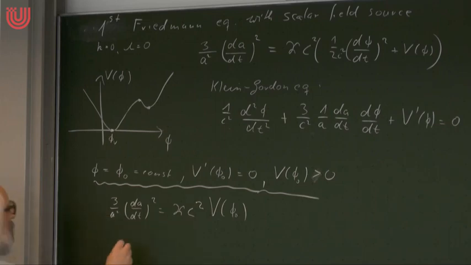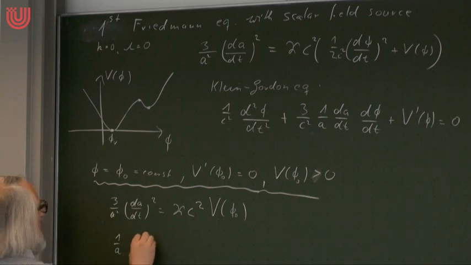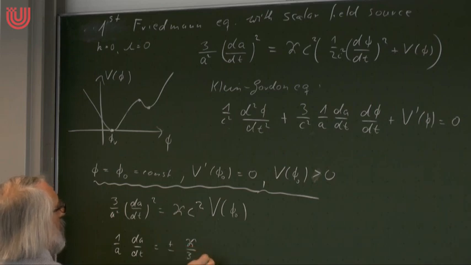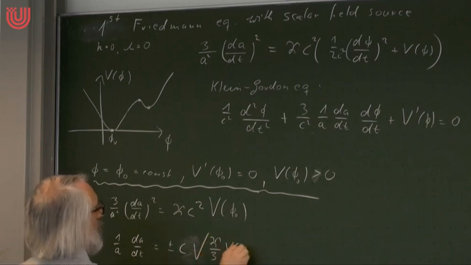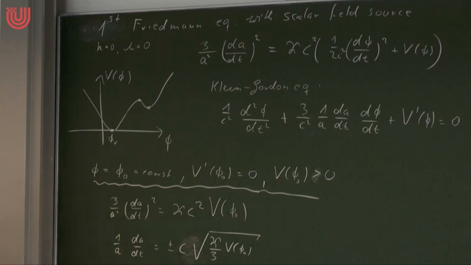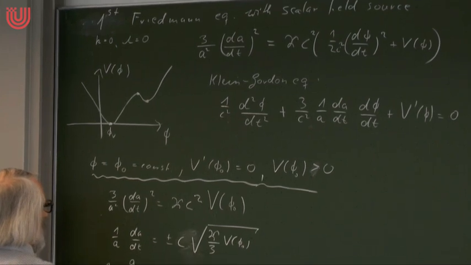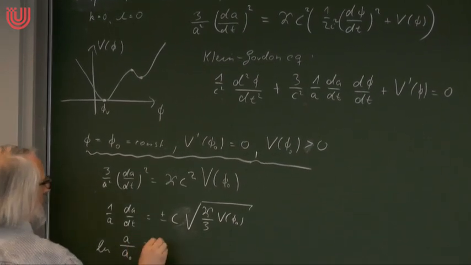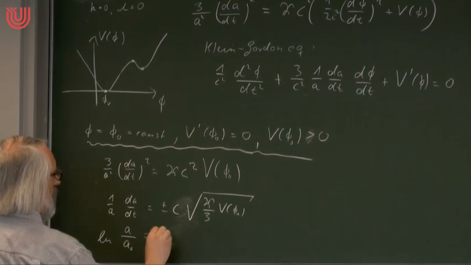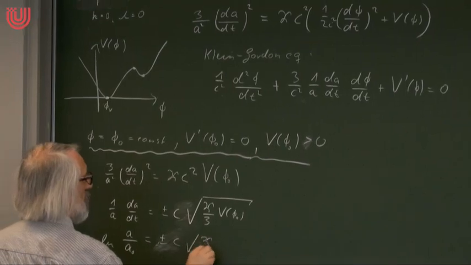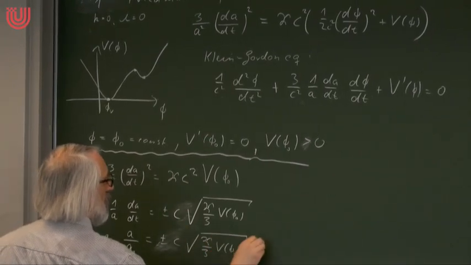And this can be integrated. I did this already last time. It's 1 over a, dA by dt, is plus or minus, let me put the c first, and then the square root of kappa over 3 v of phi naught. And that's easily integrated. That gives the log, right? So it's ln of a over an integration constant a naught, is plus minus c root kappa over 3 v of phi naught times t.